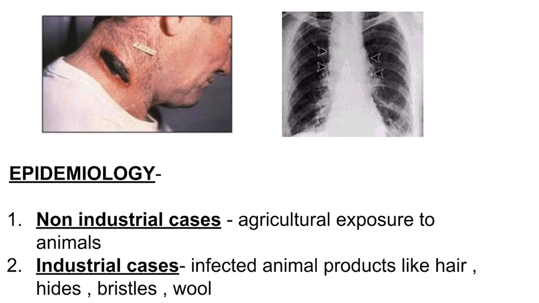Coming to epidemiology, it is of two types. Non-industrial cases occur with agricultural exposure to animals: often the spores are disposed from the animal's body into the food, and that's how you can acquire the infection. And industrial cases occur through infected animal products like hair, hides, bristles and wool.